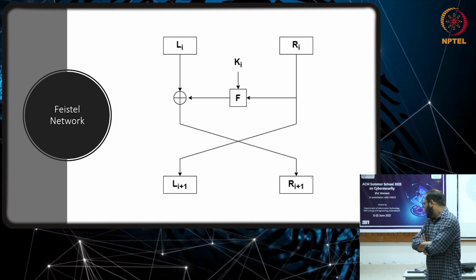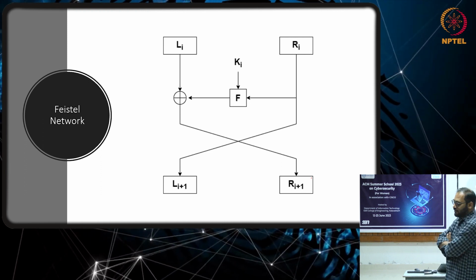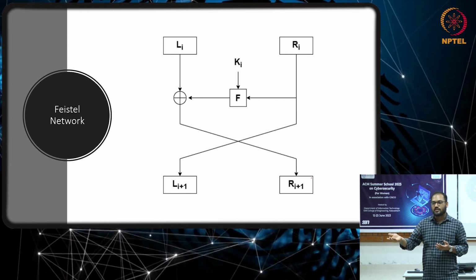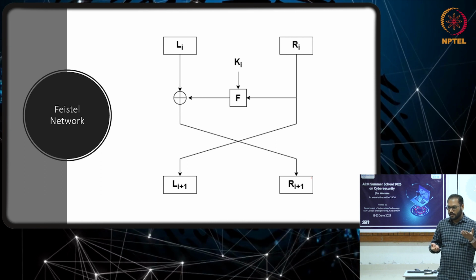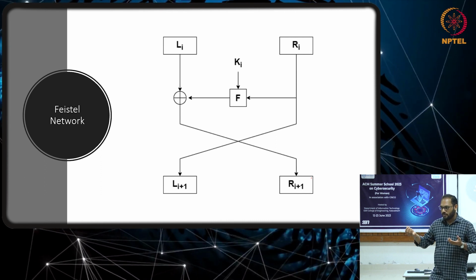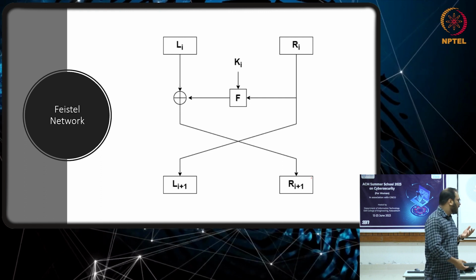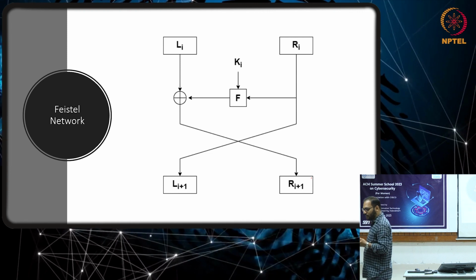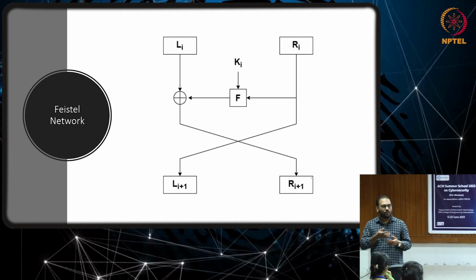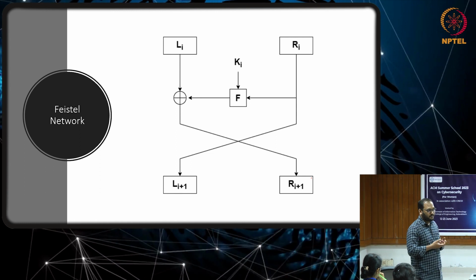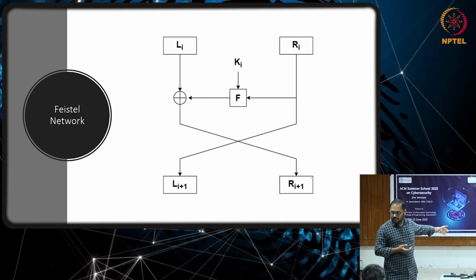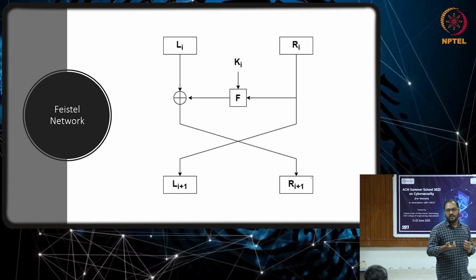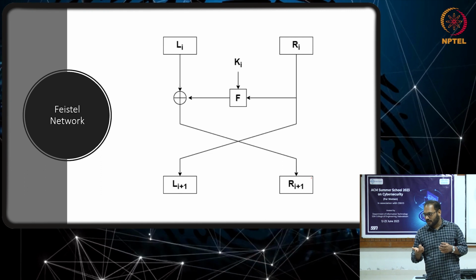Okay, let's say I want to represent L(i+1) in terms of i. i+1 is the next round, i is the previous round, right? That thing you know. So if I want to represent L(i+1) in terms of the ith round, what can I write? L(i+1) is equal to what? This Ri, right? Ri is directly coming. So L(i+1) is equal to Ri.